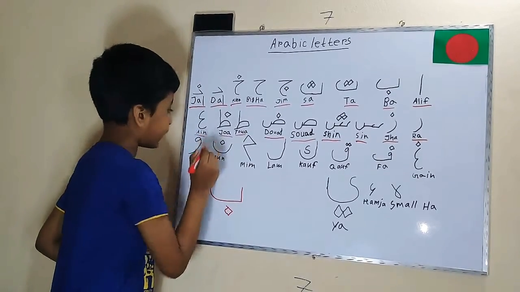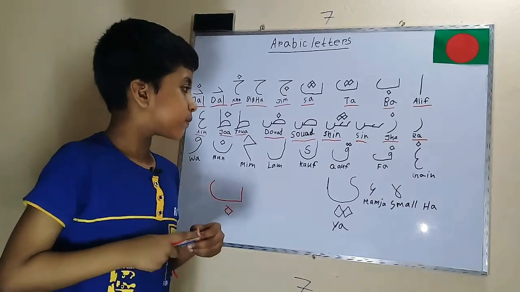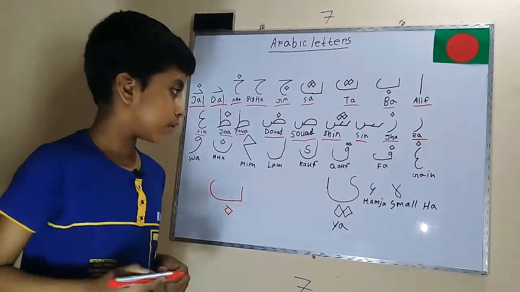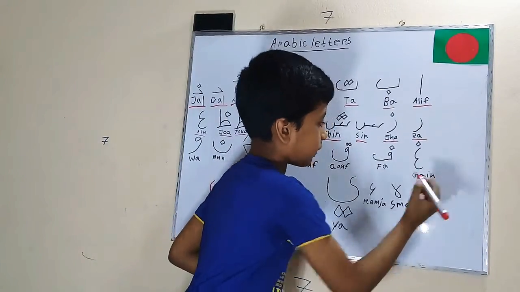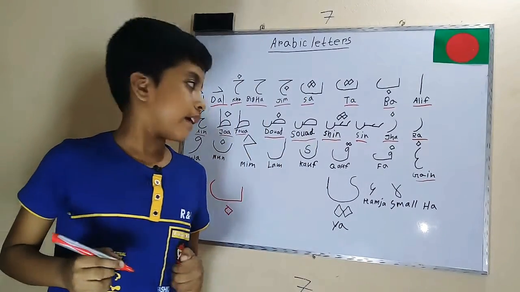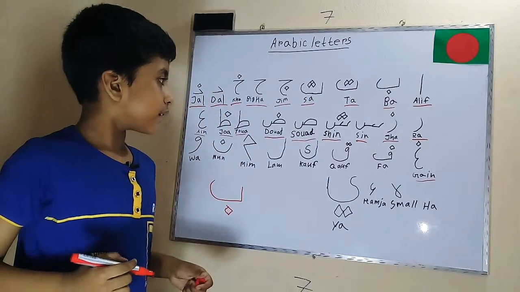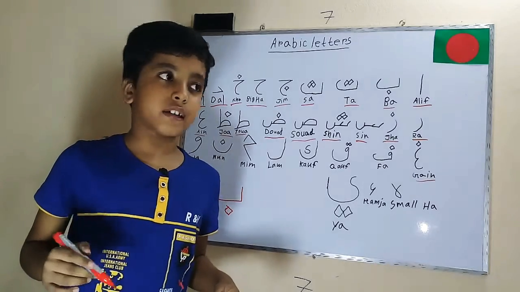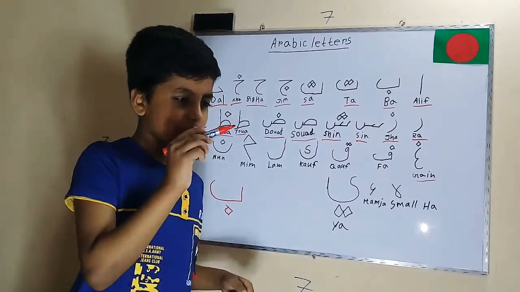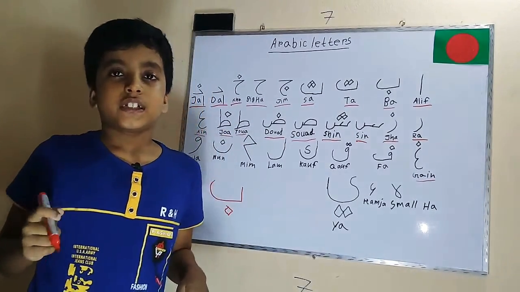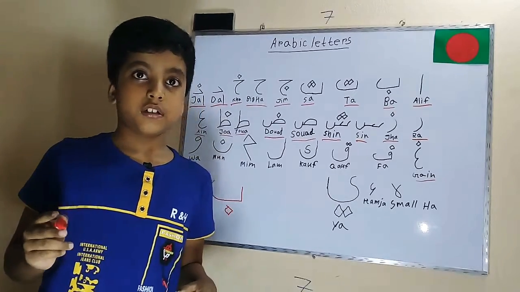Next we have ayn. Ayn is pretty similar to gain, which is the next one. Next we have gain. The only difference between ayn and gain is that gain has a dot. And it makes the sound g.